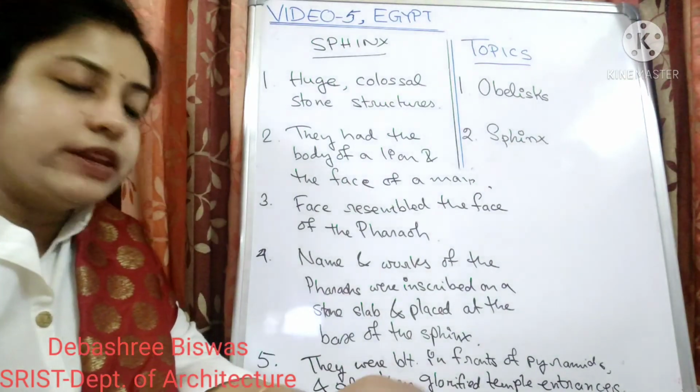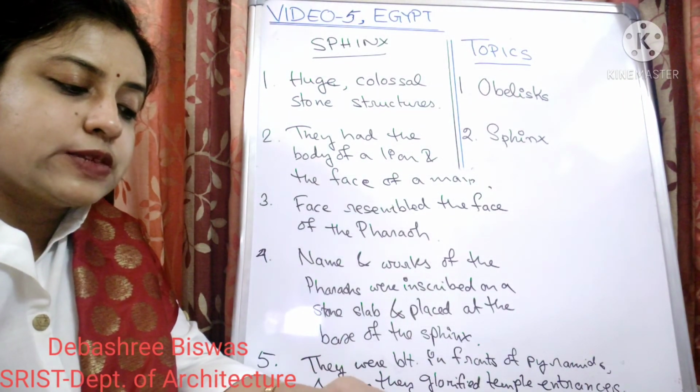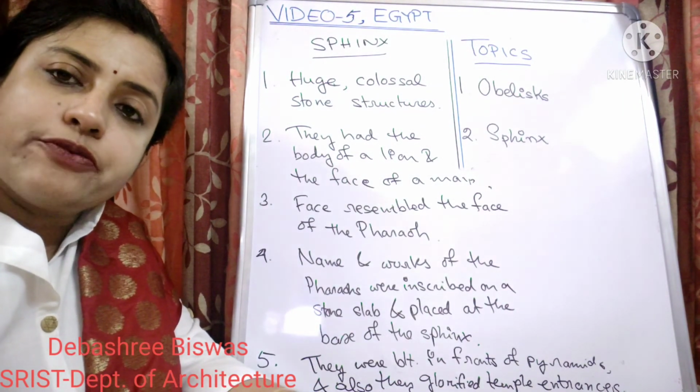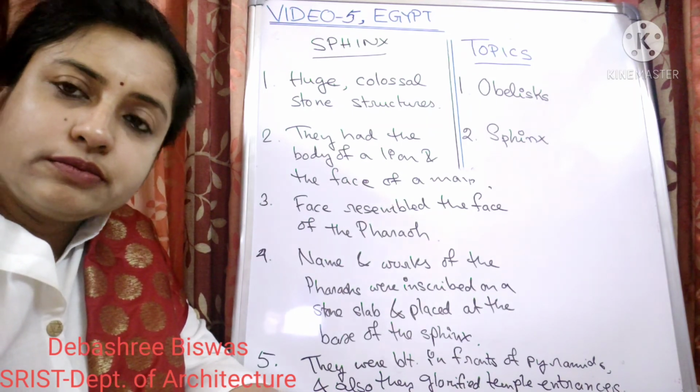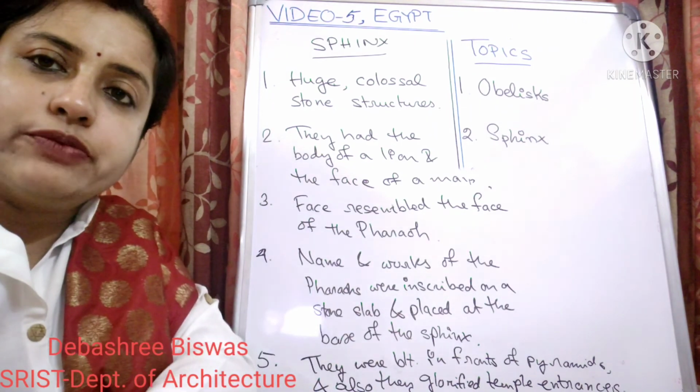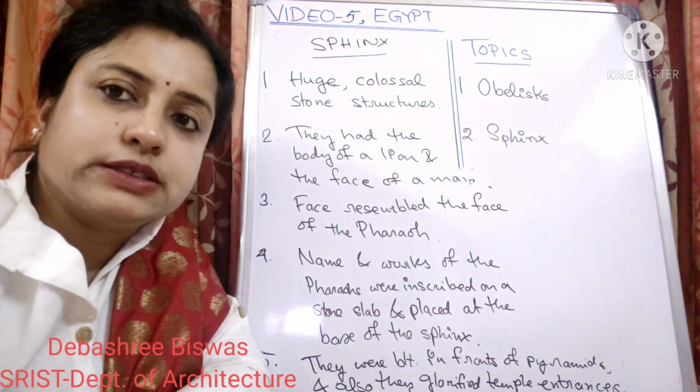Right? One example of Sphinx is the Sphinx of Pharaoh Khafre. With this, I conclude my video on Egyptian architecture. Thank you.